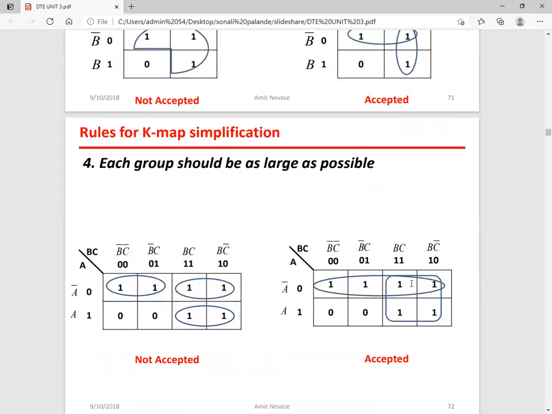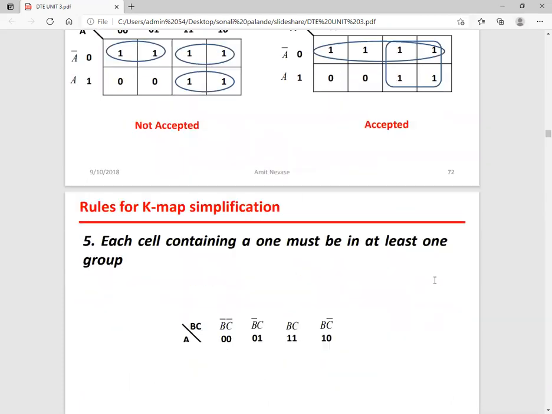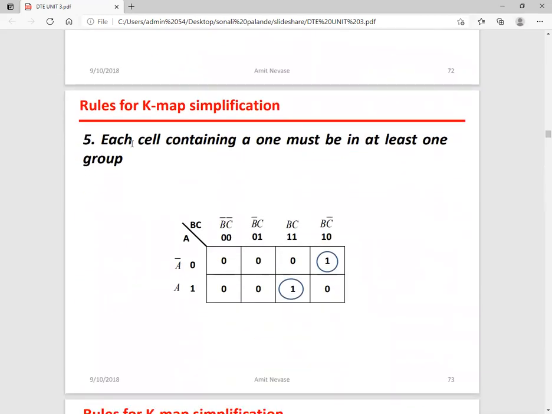Rule number 4 of the K-map simplification is each group should be as large as possible. Here, if we group two ones, two ones, two ones, this is not accepted. We can group the most number of ones together. So here 4 ones we can group, and here also 4 ones we can group. Likewise, each group should be as large as possible, that is, the collection of more ones is preferred. Rule number 5 is each cell containing a 1 must be in at least one group. So we can group ones also.